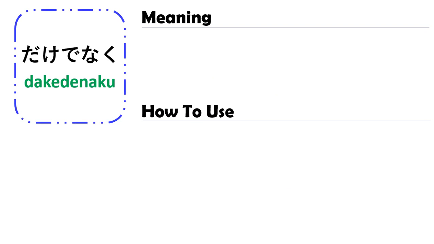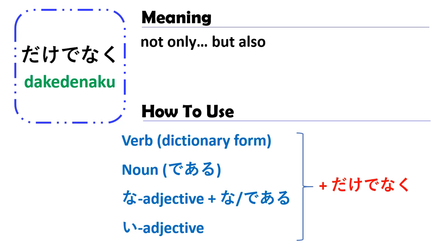Next we are going to learn about the grammar of Dakedenaku. A moment ago we learned about the grammar of Dake, but now we use the negative form Dakedenaku. This means not only but also in English. How to use it is quite similar. When you use a verb with Dakedenaku, you should change the verb to the dictionary form. With a noun, you should change the noun to dearu and end with Dakedenaku.